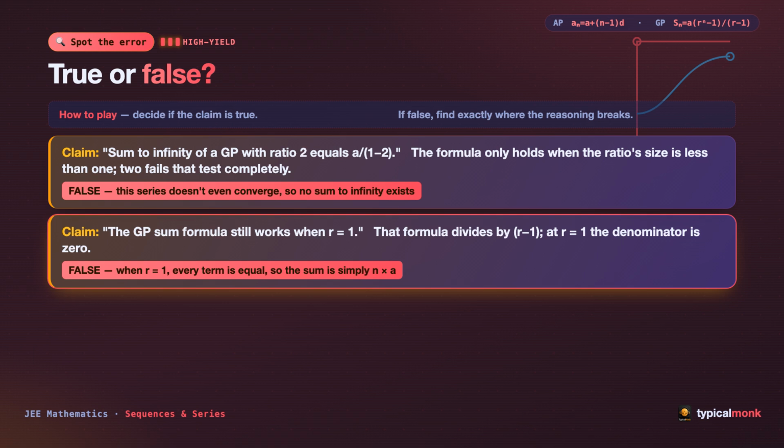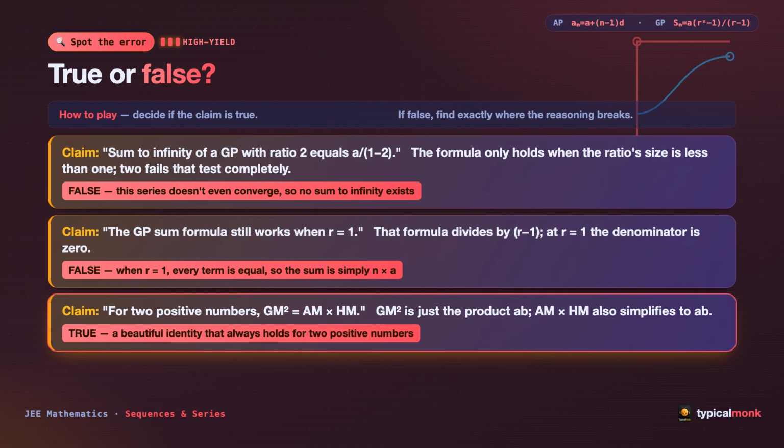Second claim, the GP sum formula still works when the common ratio equals 1. Think carefully. That formula divides by the ratio minus 1, and when the ratio is exactly 1, that denominator becomes 0. The formula breaks down completely. When the ratio is 1, every term is identical. So the sum is simply the first term multiplied by the number of terms. This is false. The standard formula needs the ratio to differ from 1.